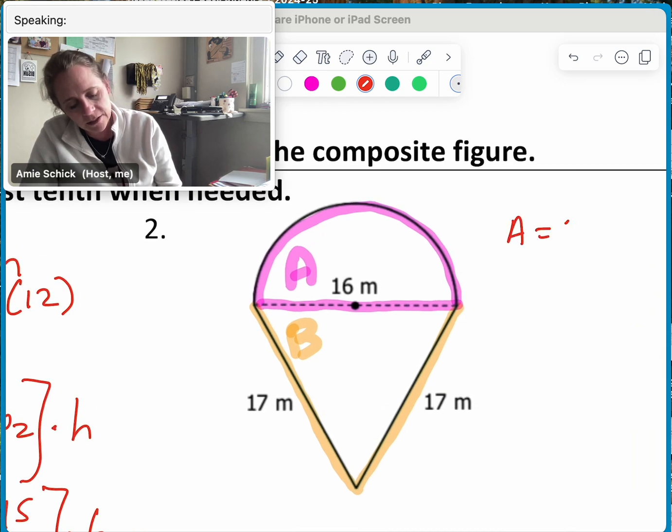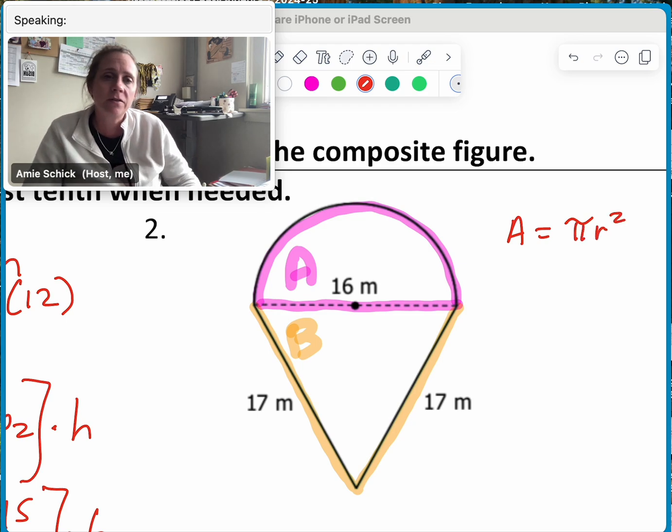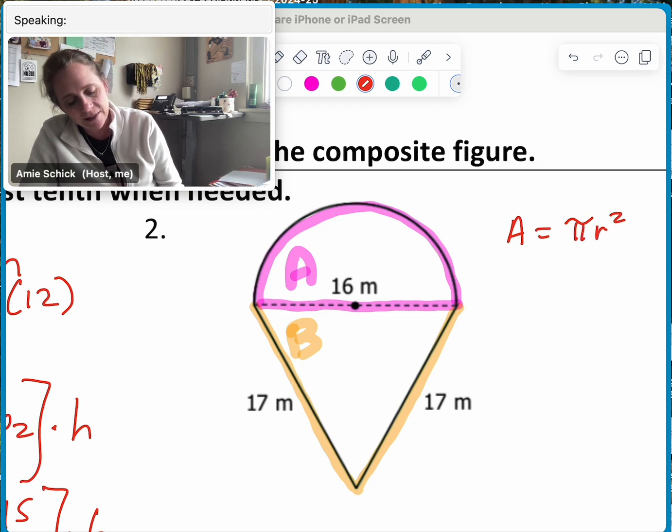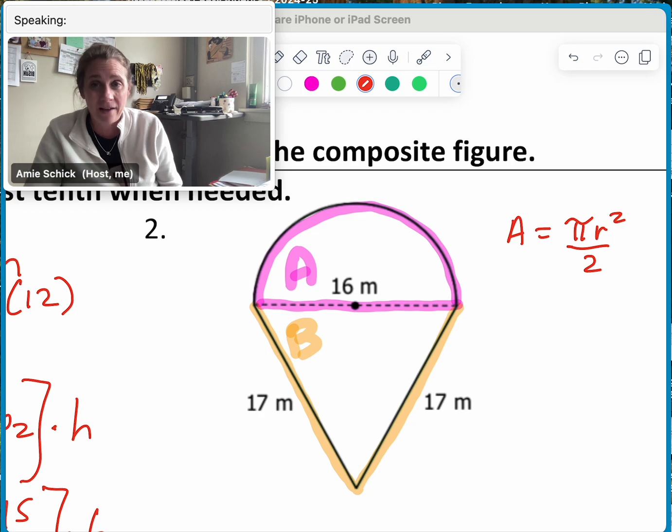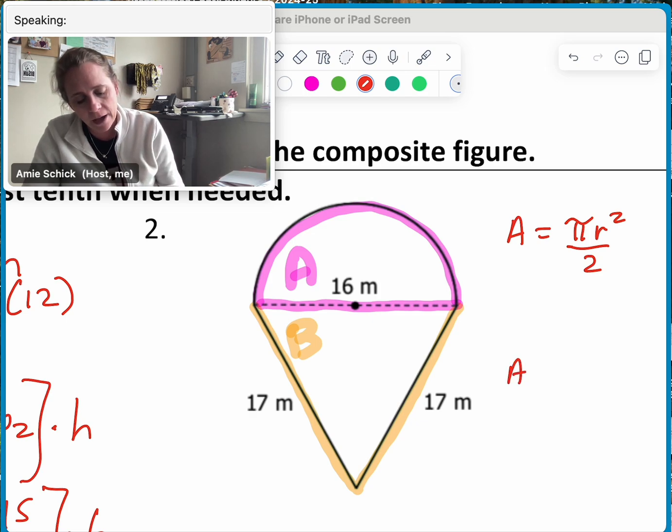That top one is definitely a circle, and to find the area of a circle is pi r squared, but that is a semicircle or a half circle, or sometimes called a hemisphere. As long as you know that it's half of a circle, we're good. So we're going to determine the area of that circle and then divide it by 2. The triangle on the bottom, we're going to call that shape B, is 1/2 base times height.